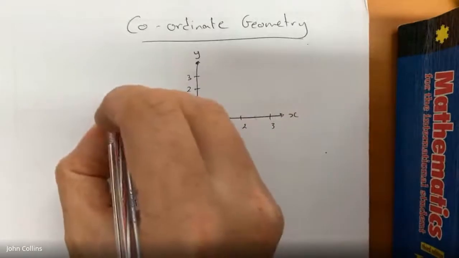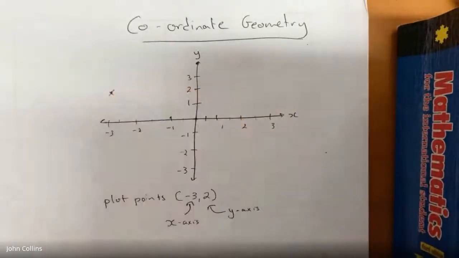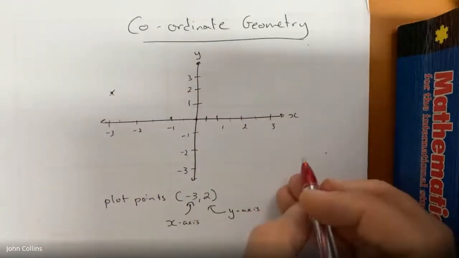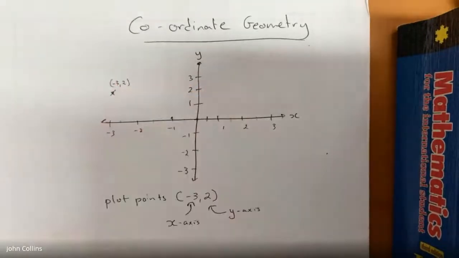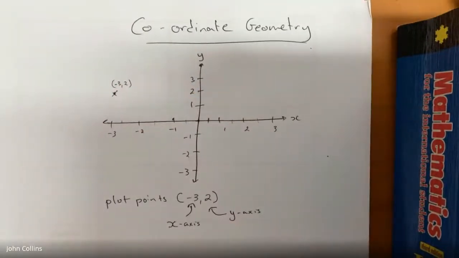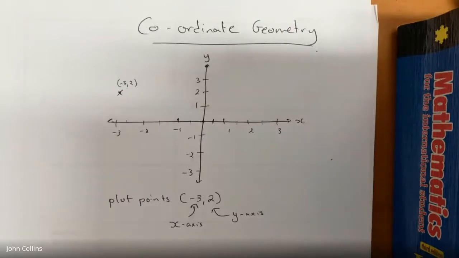Sometimes a dot can be used, or a dot with an X through it, or something like that. And then I would usually label that point. So that would be an example of plotting a point.